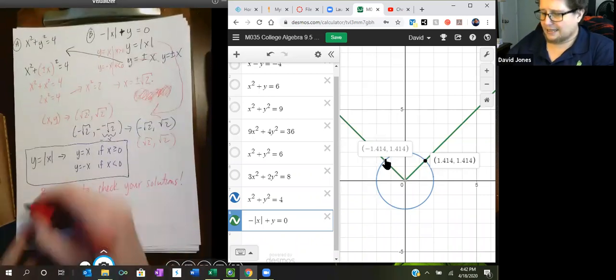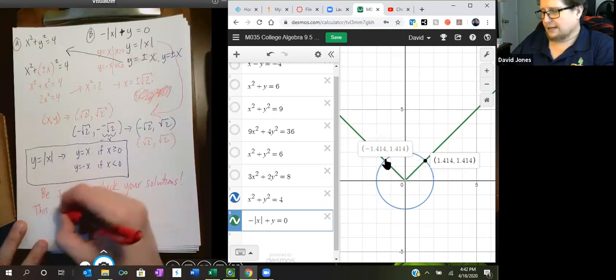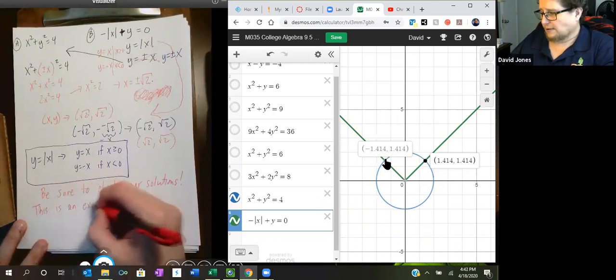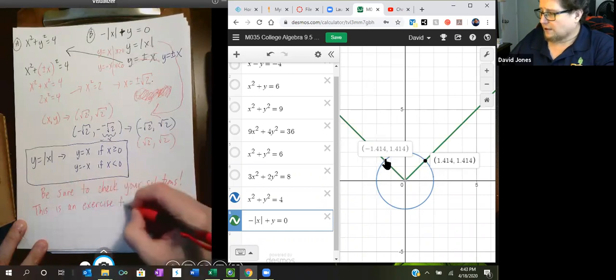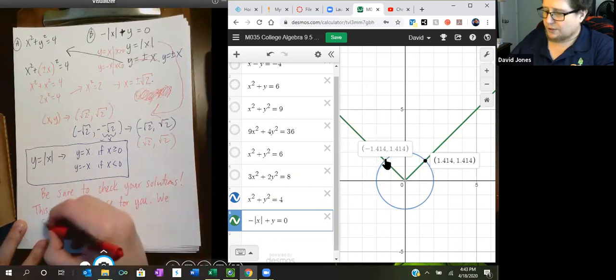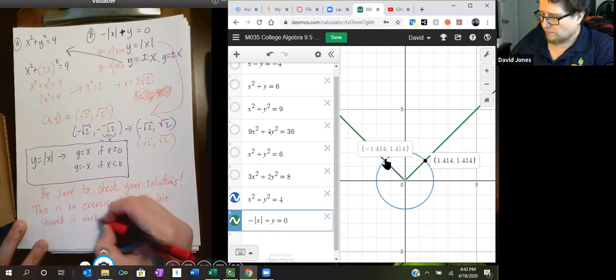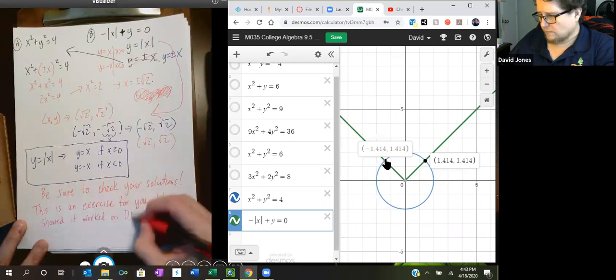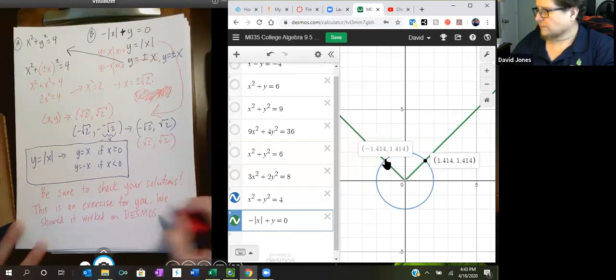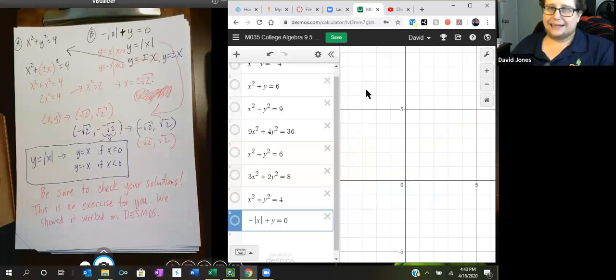And I'll leave that as an exercise for you here. This is an exercise for you. We just showed it was true under Desmos. And believe it or not, that's going to wrap up 9.5. Not a lot going on here.